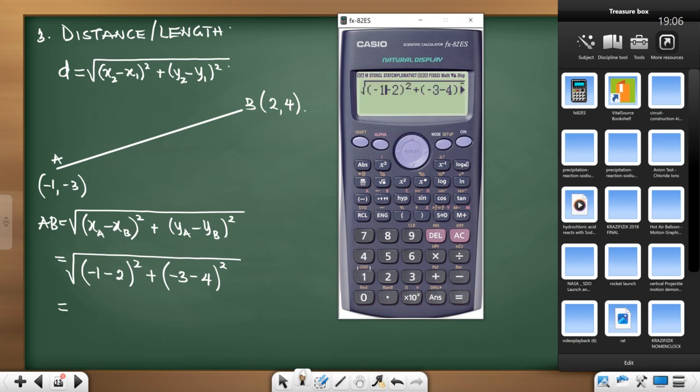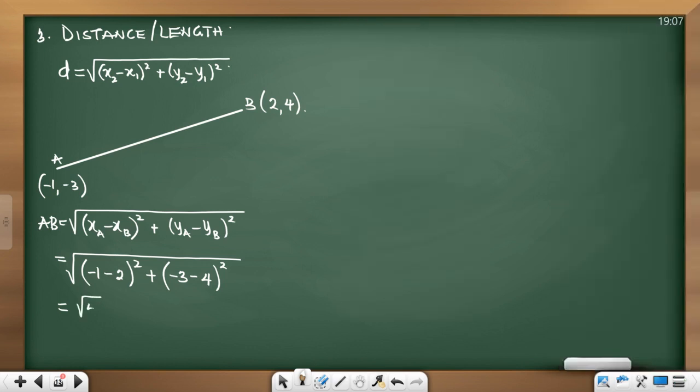And, okay, why am I getting... What did I do wrong? Why is it giving me an error there? Okay, I think this is where I have, yeah. Let me fix this. It's a minus. There we go. Root of 58. And we're done there. Simple as that.